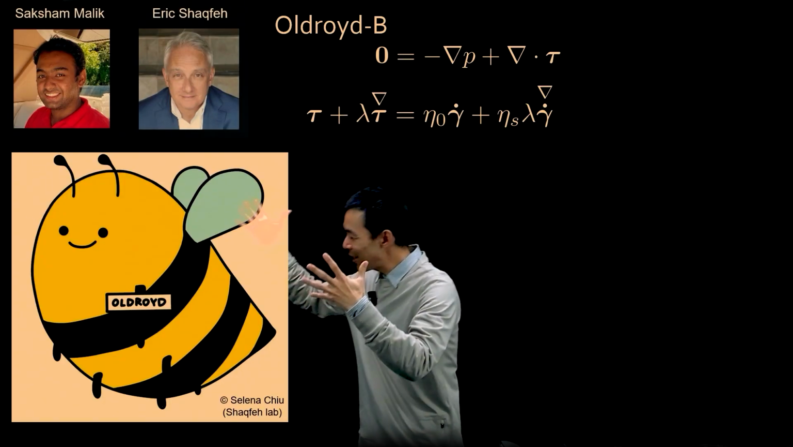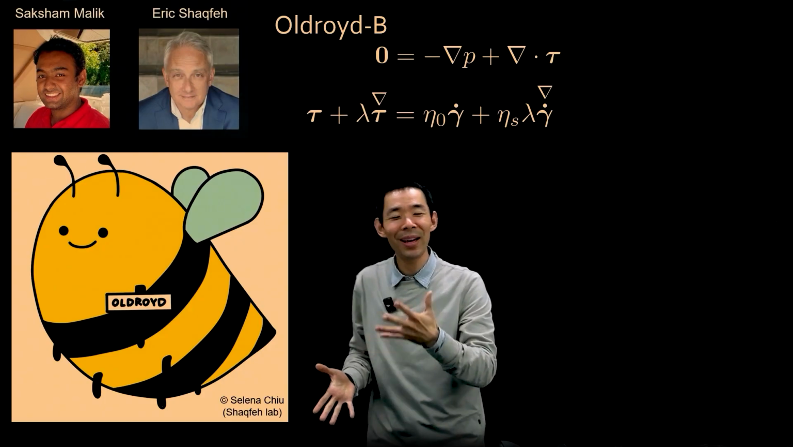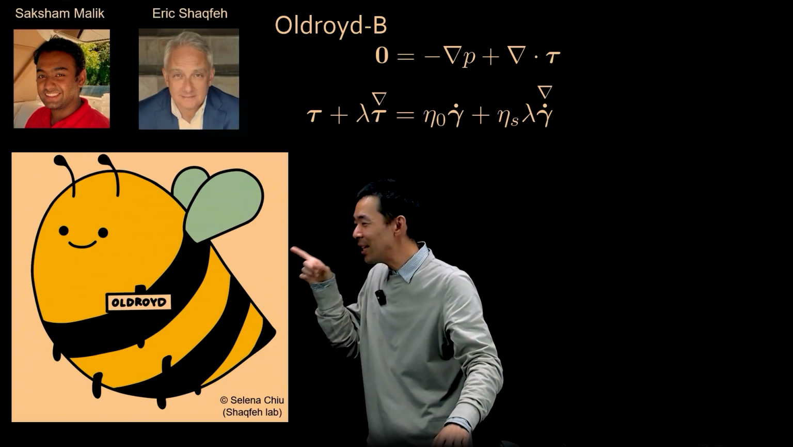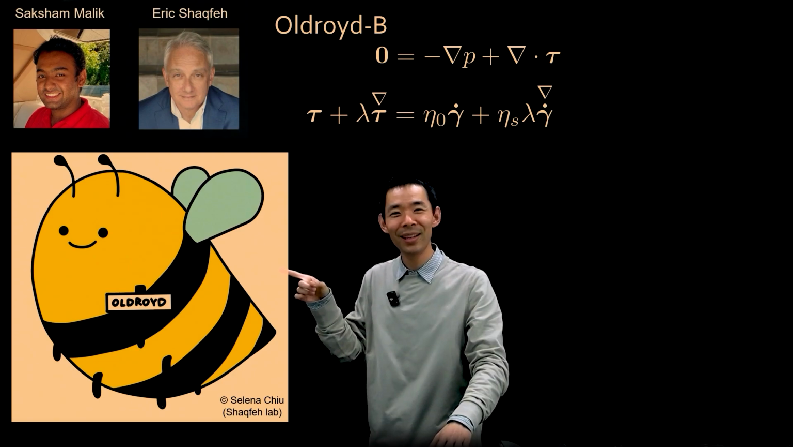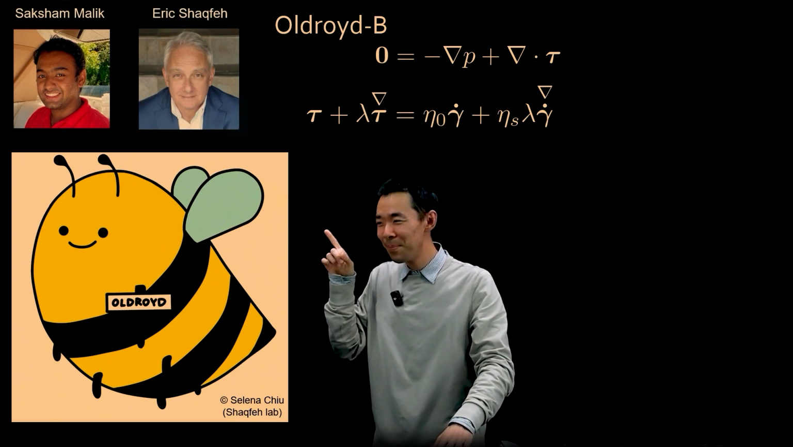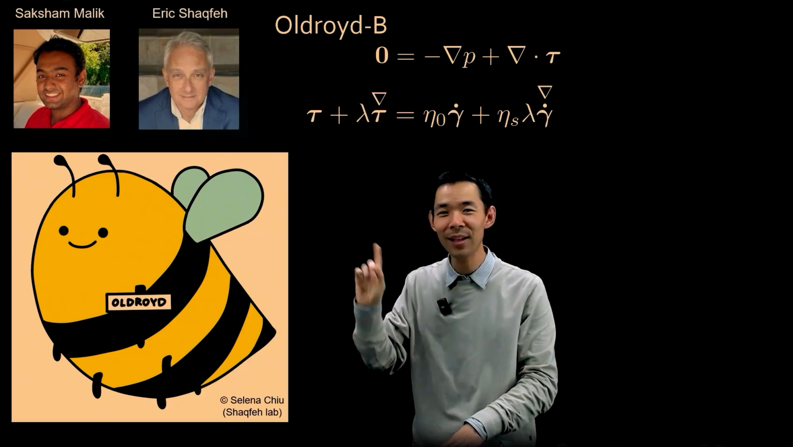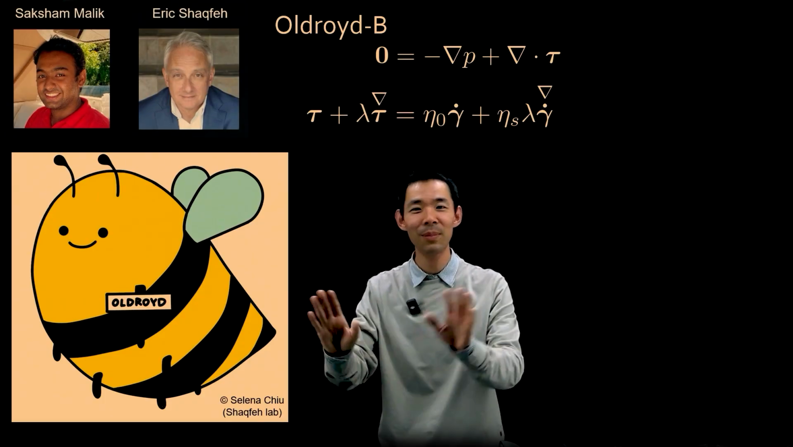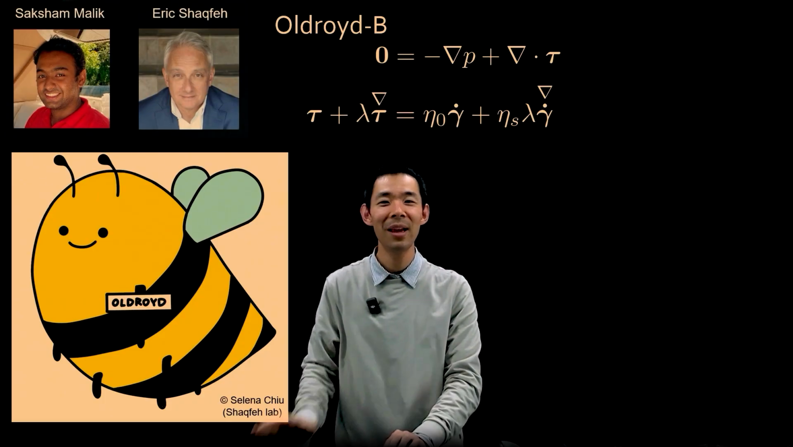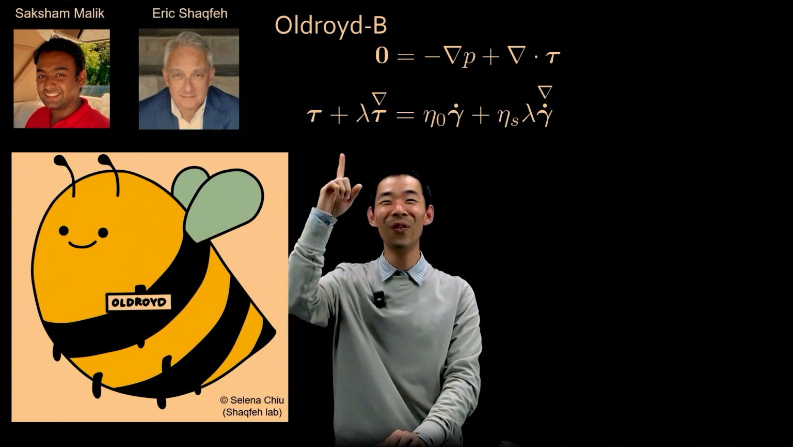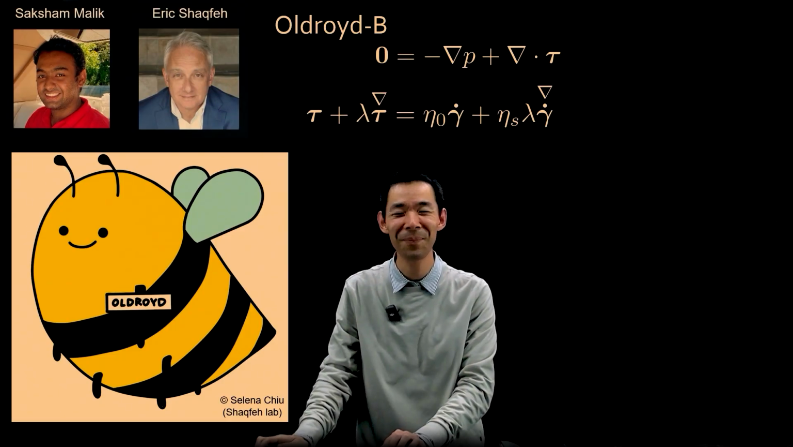And there's a very nice drawing that I really liked, drawn by a fantastic student in Eric Shaqfeh's lab. This is a honeybee called Oldroyd-B. I really like this. I presented this at a Society of Rheology conference and people loved it. I think rheology people love it. It may not make much sense to you, but it's a nice symbol for this constitutive equation right here.